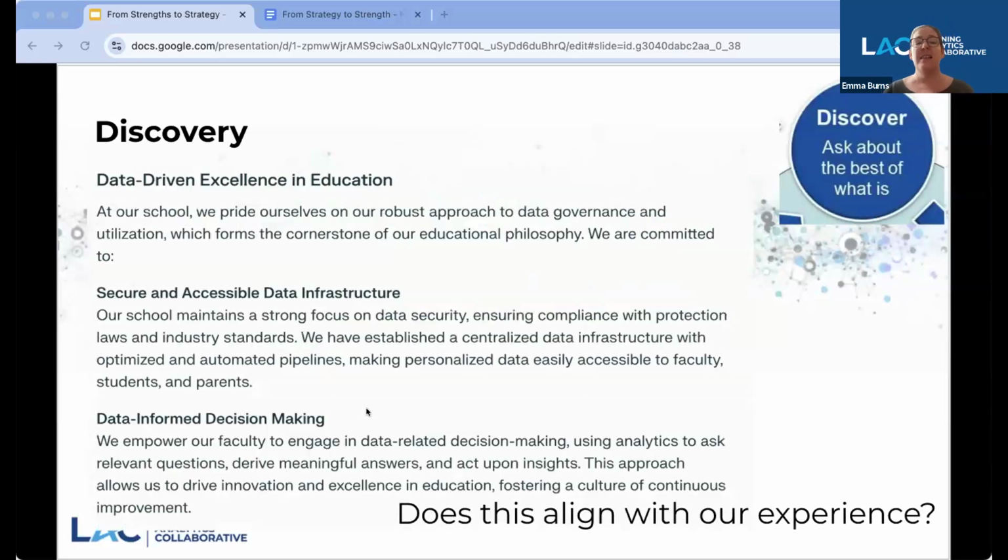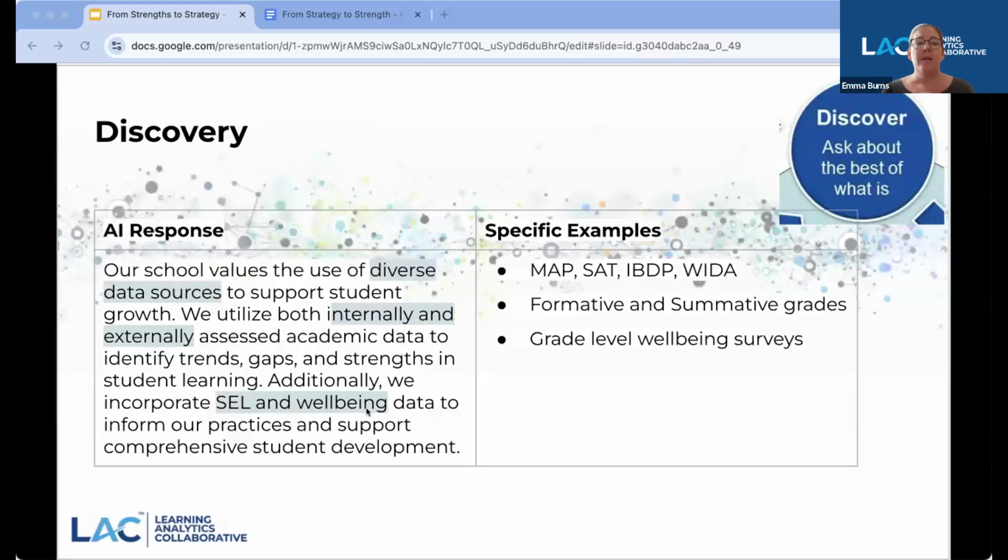And this is just a snapshot of the big, long value statement list that the Perplexity tool gave me. So you can see it really helps to identify what we do well and keep us focused on the positive. It's a really good thought partner in that way. It's not perfect, of course. So we have to go through and really tease out whether it aligns with our experience as a school. So what I did was go through each section of the response and think about, does this actually describe my school?